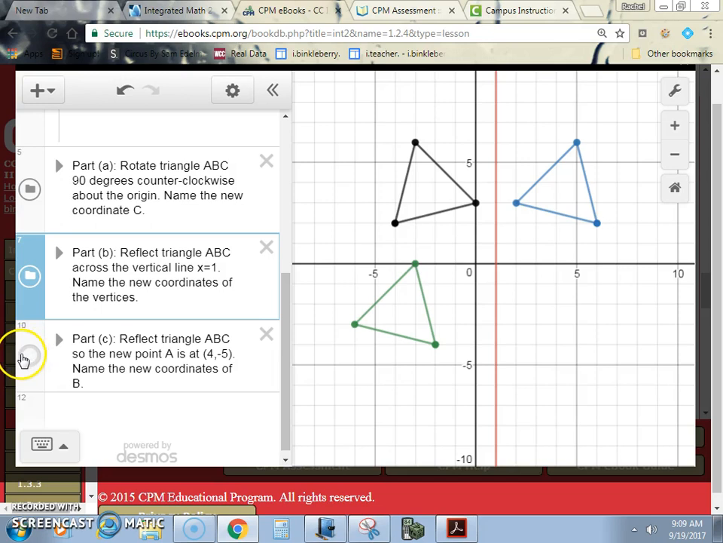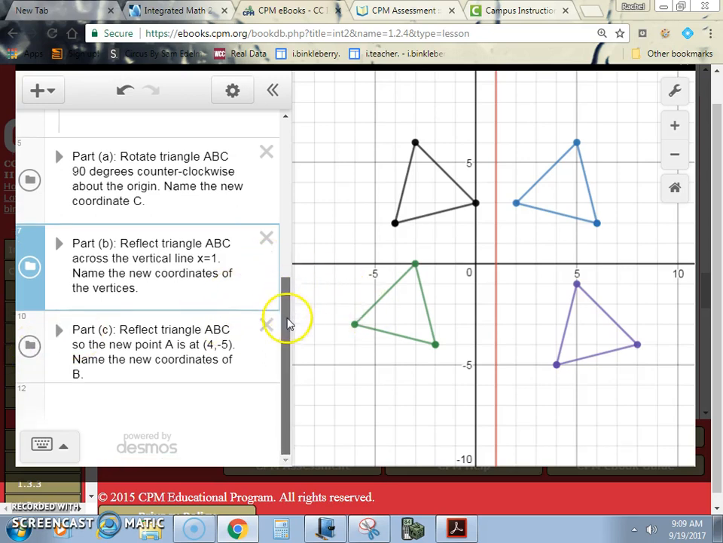And part C, reflect triangle ABC so that the new point is at (4, -5). Okay, so we should have already done that one before.